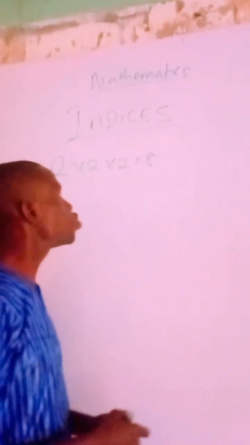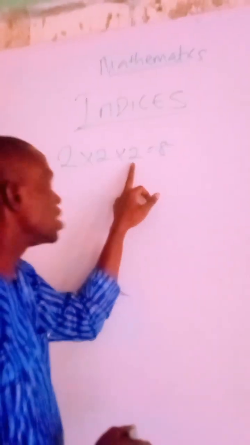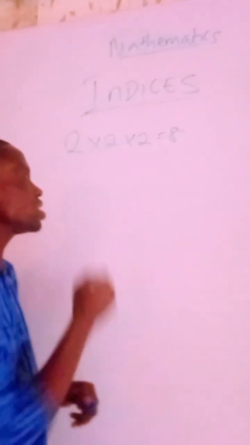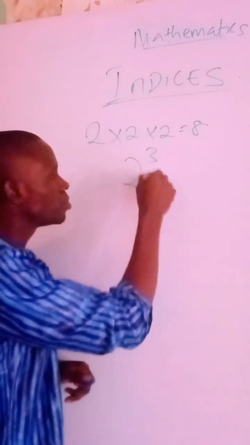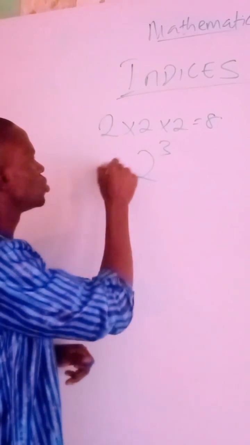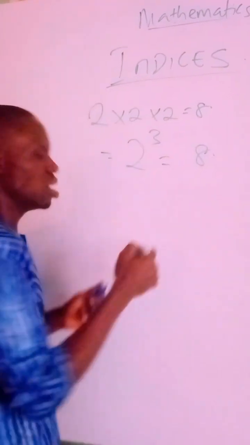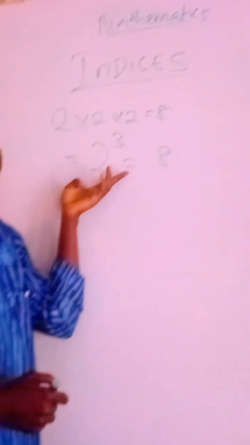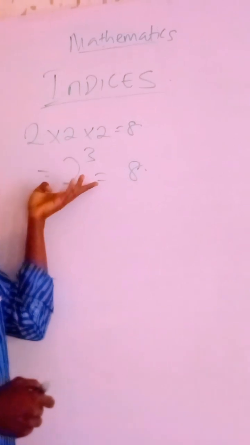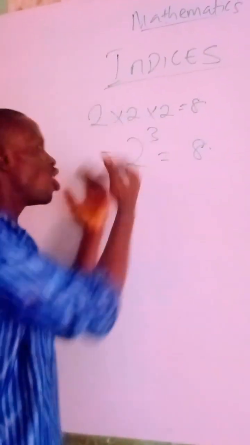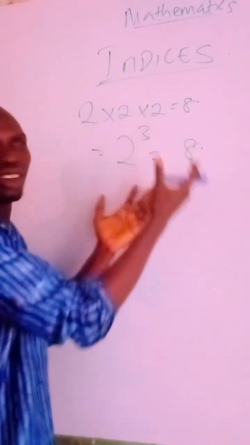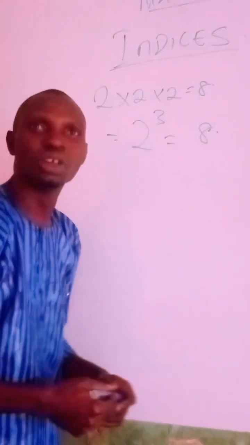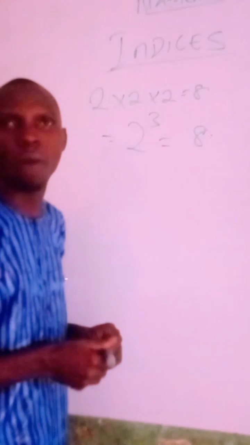Now, for 2 multiplied by 2 multiplied by 2, which gives us 8, if you want to express it as indices, we express it as 2 raised to power 3, which is the same thing as 8. You can see that this takes less time, and what I just wrote here is not as much as the one up here, 2 times 2 times 2, and that is why indices come into play.